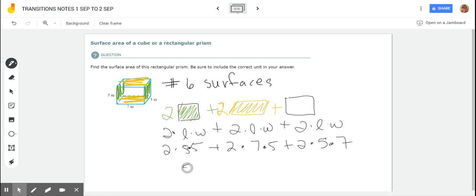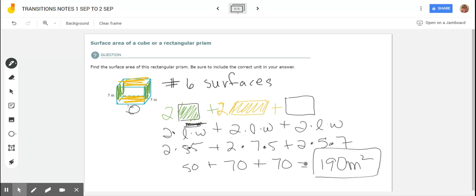5 times 5 is 25. 2 times 25 is 50. 35 times 2 is 70. 35 times 2 is 70. 140 plus 50 is 190. Okay, what are my units? It's area. This whole time, I multiplied meter times meter, which is meter squared, and I added them. So it's going to be meters squared. Always, area is always squared. Moving on. Oh, well, that's the last problem. We're good to go.